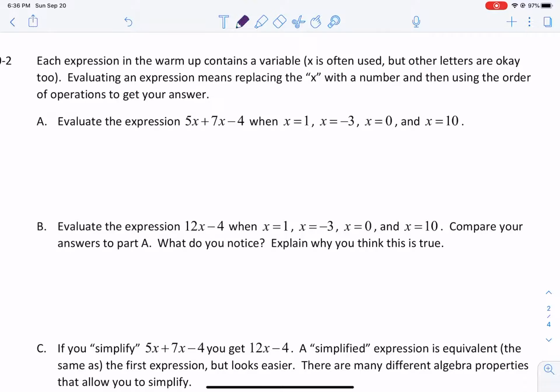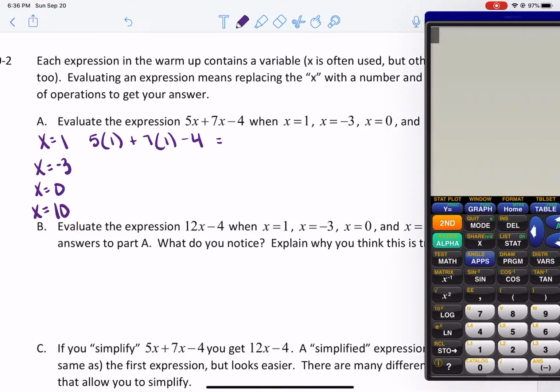The way I like to set these up, and everybody might have their own way, is I like to do x equals 1, x equals negative 3, kind of just set it up. And then I'll take the expression and plug in my variable for x. You could do these one at a time. Sometimes I go through and write them all out.